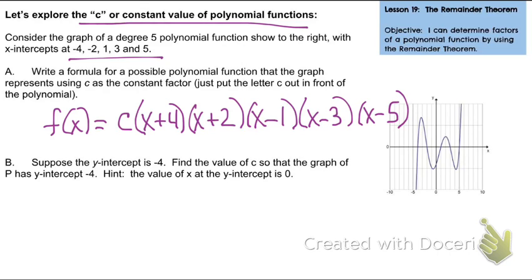Question B: suppose the y-intercept is negative 4. Find the value of c so that the graph of p has a y-intercept of negative 4. So the hint is the value of x at the y-intercept is 0. So we say negative 4 equals c times 0 plus 4, so everywhere I have x, I'm just inserting 0 in there. It should be a 2.